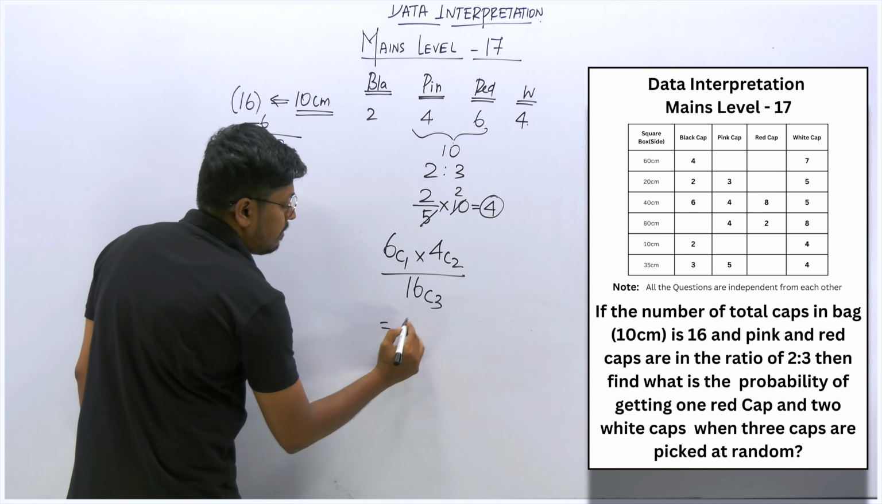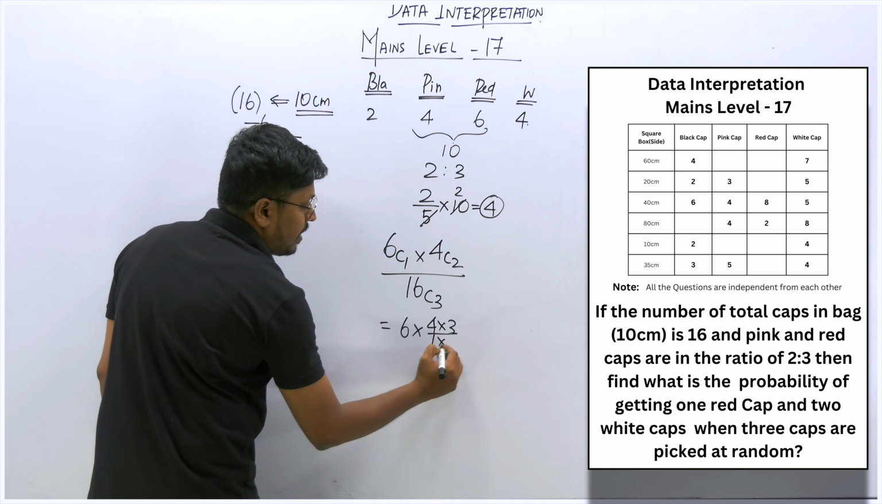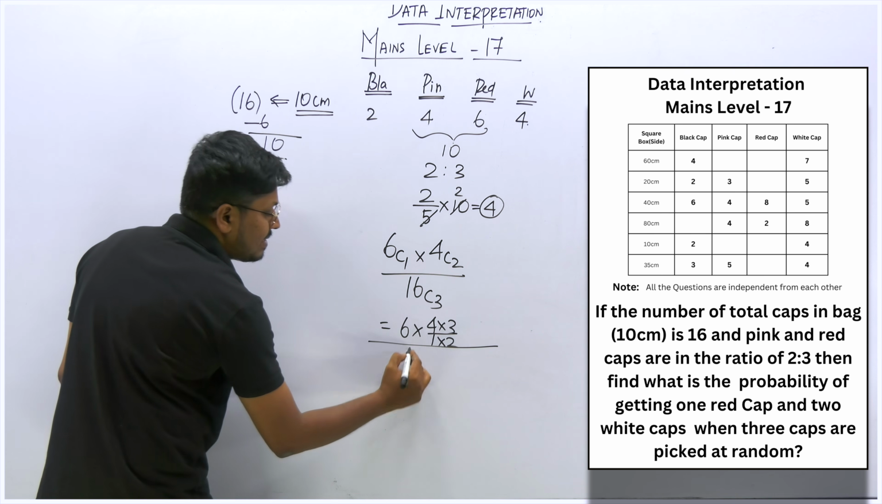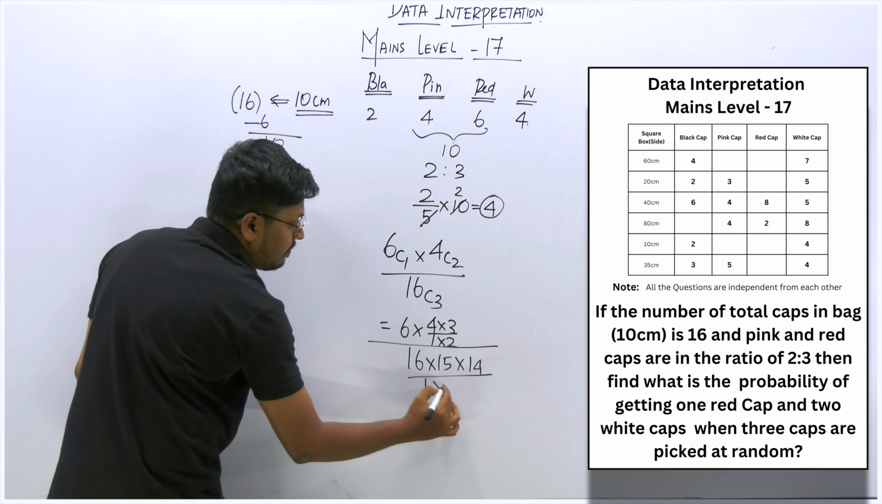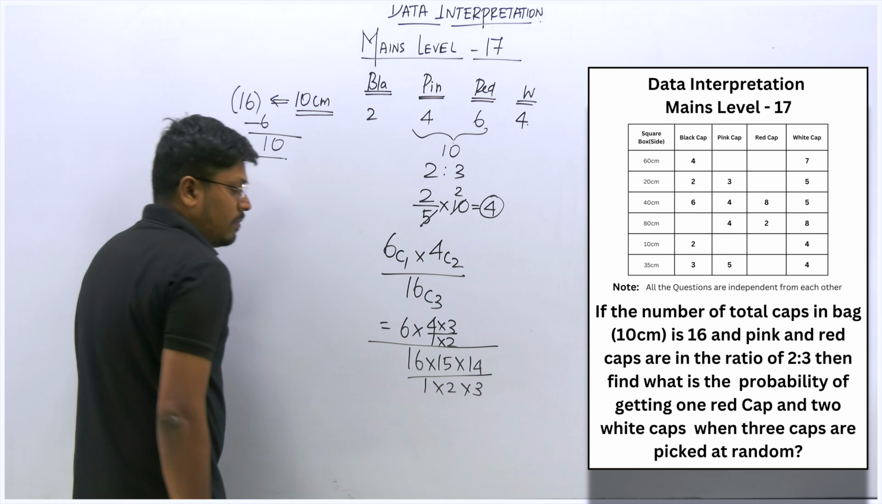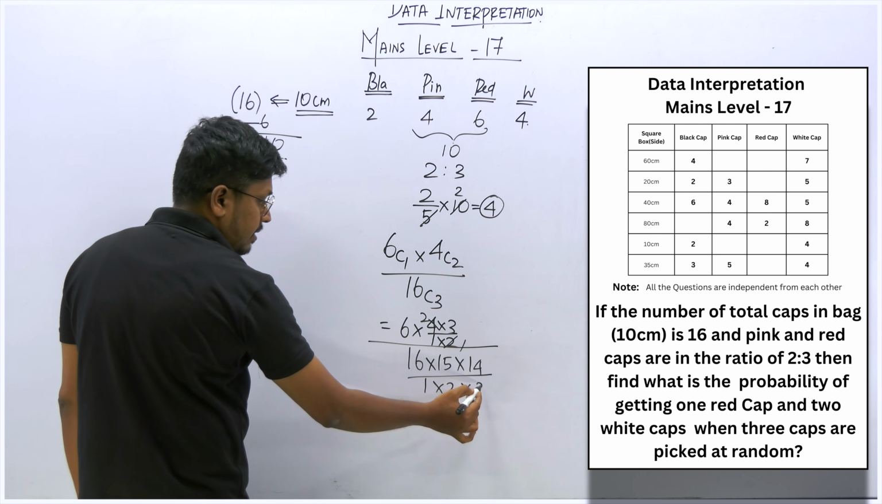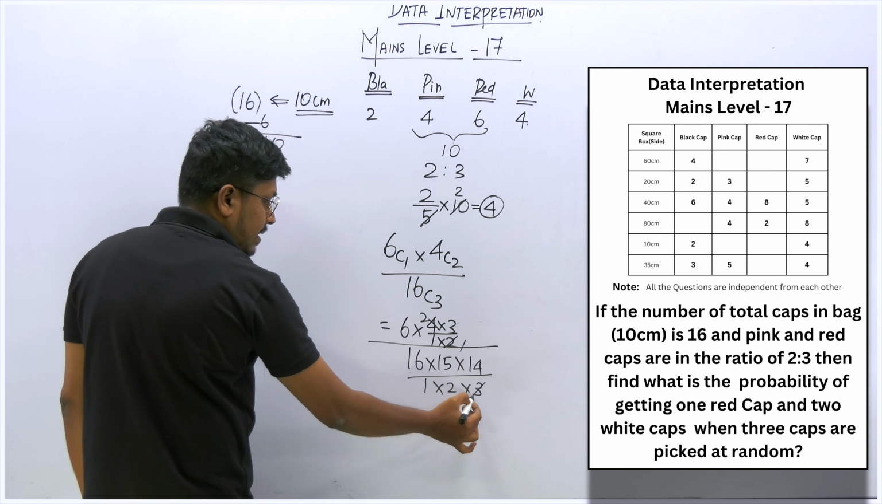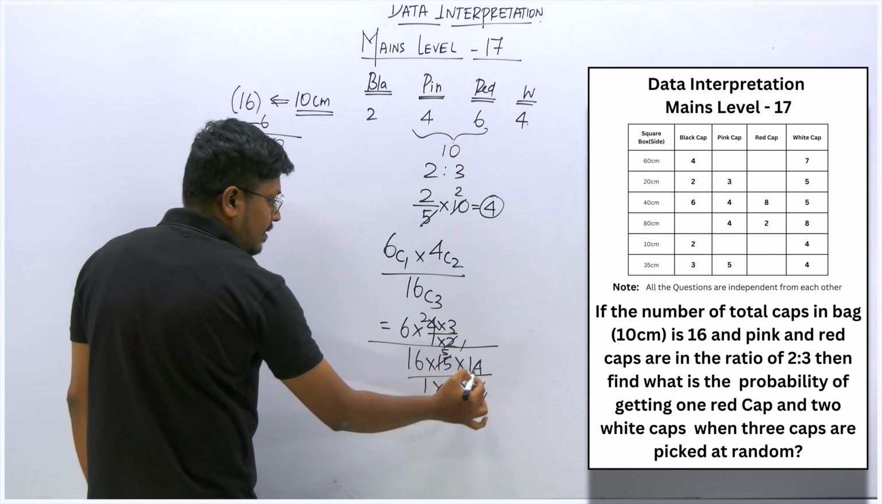So 6C1 can be written as 6. 4C2 will be 4 into 3 divided by 1 into 2. So total divided by 16C3. So 16, 15, 14 divided by 1, 2 and 3. So now we need to cancel it. We can cancel 2 times here. Similarly, 1 3s are 3, 5 3s are 15. 1 2s are 2, 7 2s are 14.